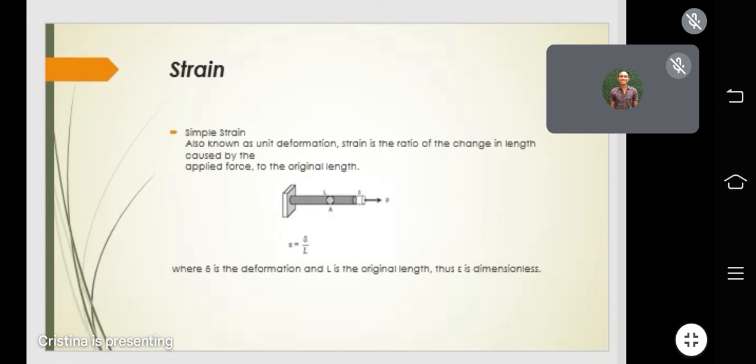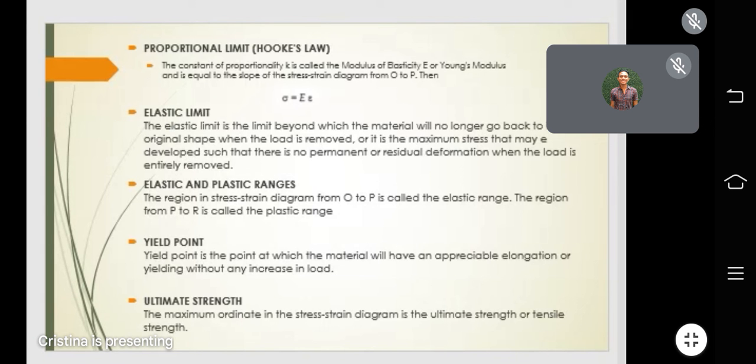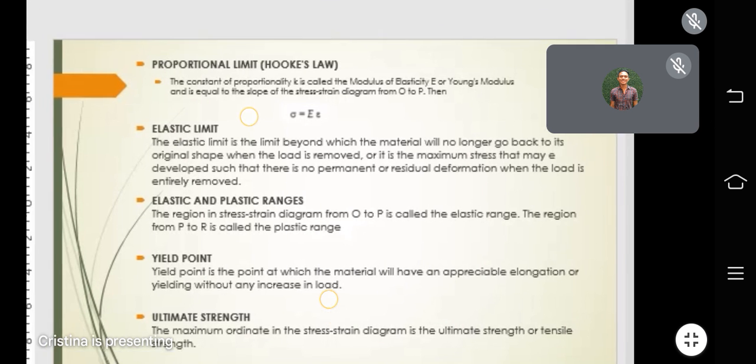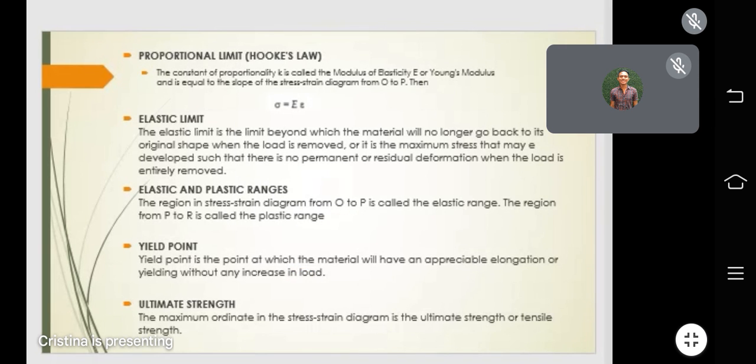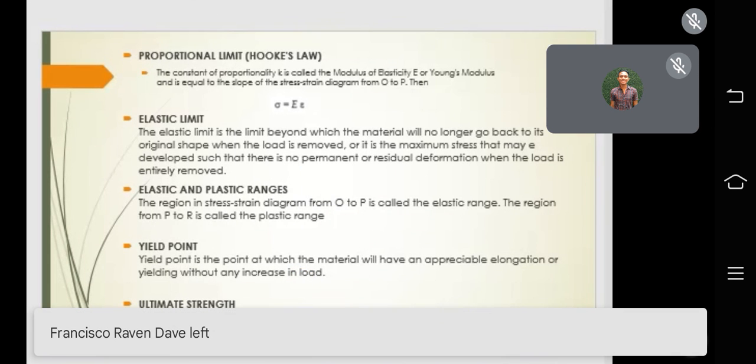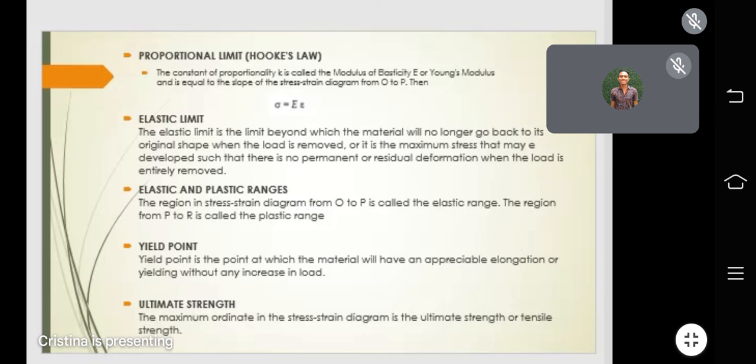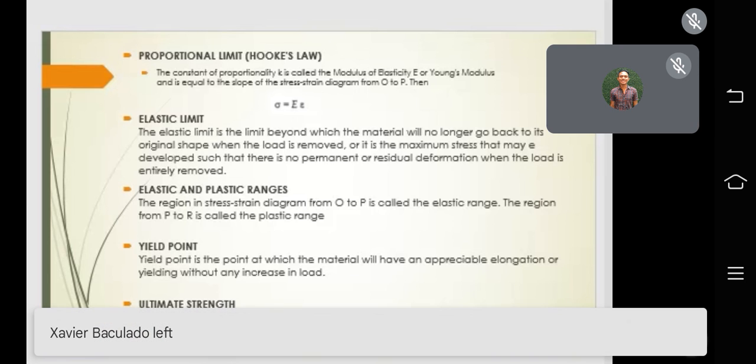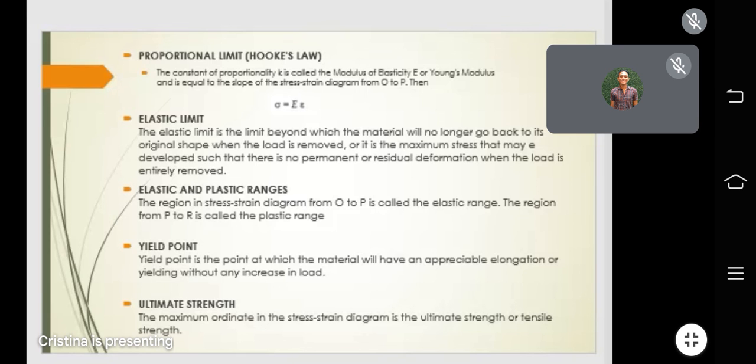Okay, so next, these are the terms that I want you to familiarize yourselves with. First is the proportional limit, Hooke's law, and the constant. So just read them, class. They are very self-explanatory. I'll discuss this more next meeting, including the problems.